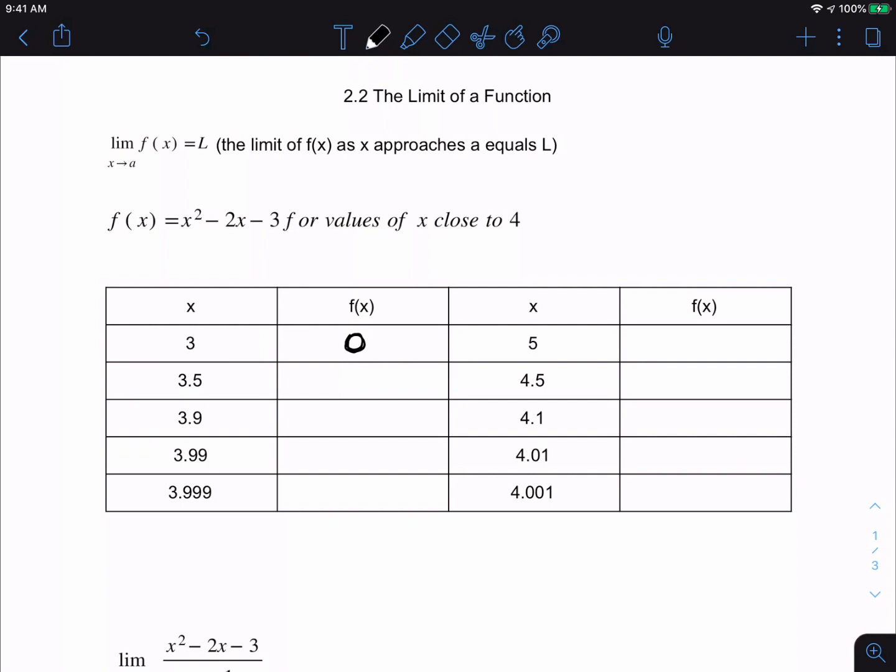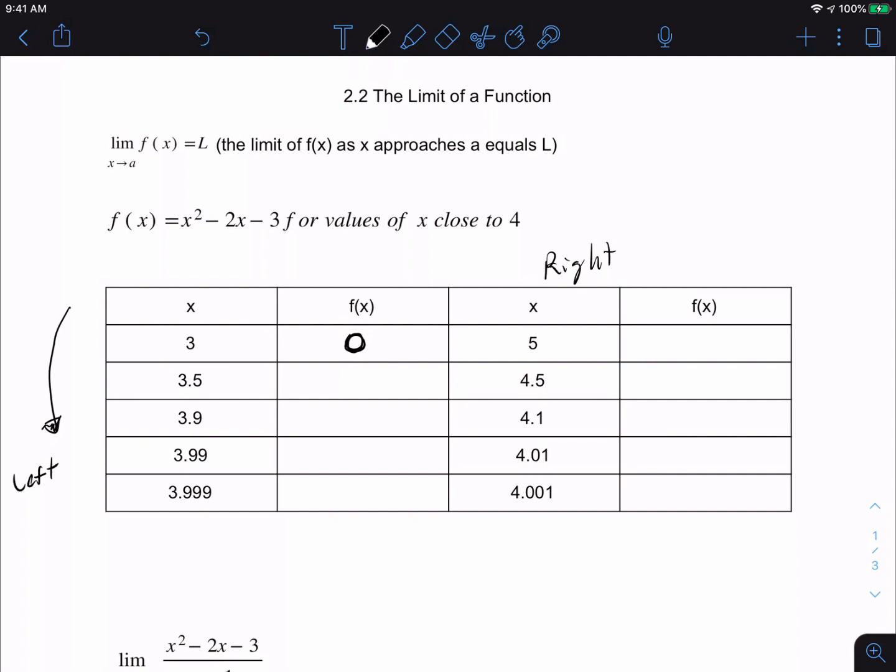Okay, and if you notice something here too, which way am I approaching 4 on this side? I'm approaching from the left. This is important. On this side, I'm approaching from the right. Okay? And I'll talk about what's happening there in just a second for a limit to exist, because I made some assumptions in 2.1, but I want to address that here.